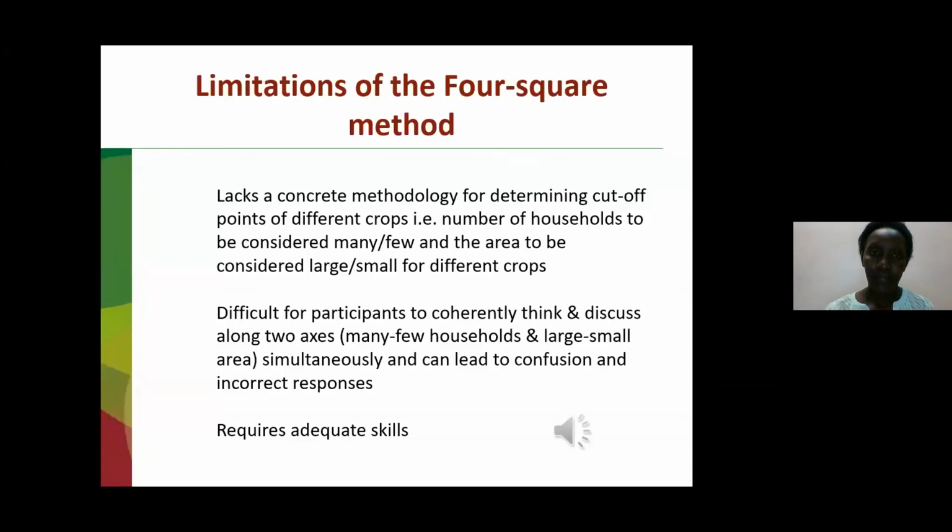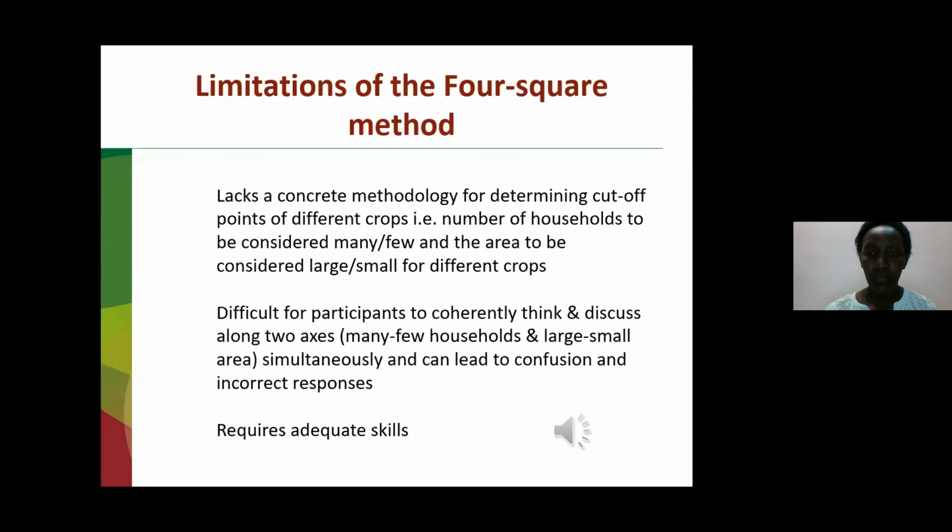The limitations of the 4 square method. First and foremost, this method lacks a concrete methodology for determining cutoff points of the different crops. For example, when we are looking at the number of households, we are looking at many versus few. But in this case, what is many and what is few? When you also look at the area, large versus small, how large is large and how small is small? Determining these cutoff points is quite difficult, and it's also specific to the different areas where the research is being carried out.